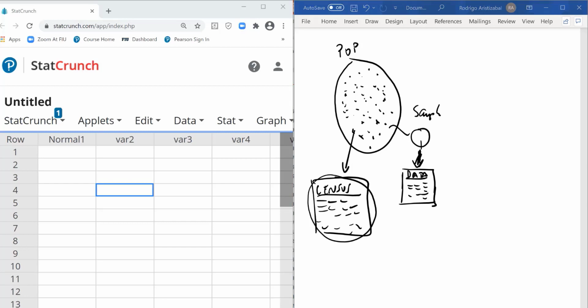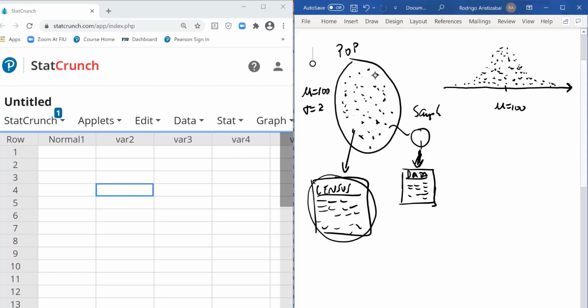Let's do a simulation. Suppose that for this population, I know that the mean is 100 and the standard deviation is 2. If I measure this characteristic in all members of the population and plot all of these points on a number line according to their measurement, I know that 100 will be here. When I plot all of these points on this number line, I will obtain something like this. The majority of these points will be located close to 100 because the mean is 100.